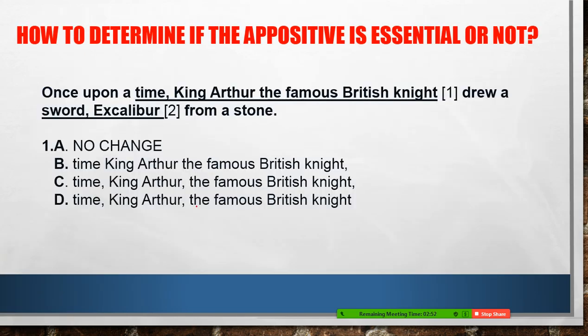Okay, now let's have this exercise. This exercise has two questions or two parts. The first part is this one: Once upon a time, King Arthur, the famous British knight. And the second part is the sword Excalibur. It's the name of the sword. Just to give you more information, it's the name of the sword that King Arthur used in his war.